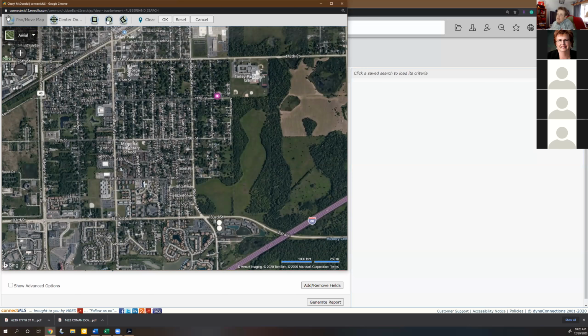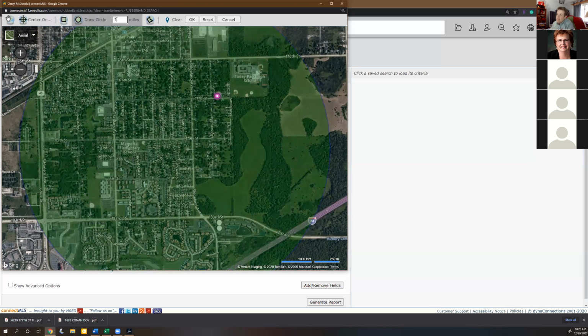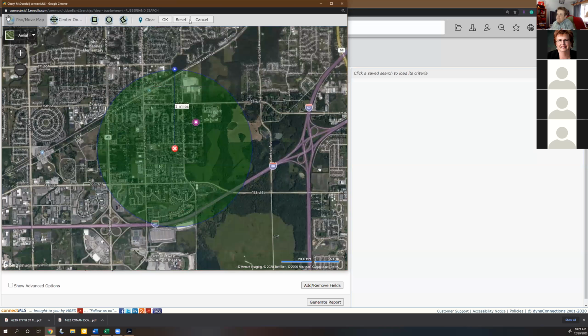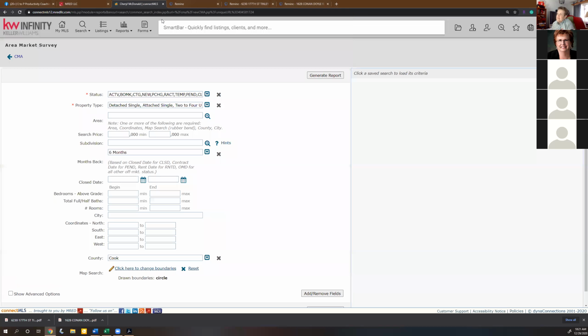Again, I'm going to pick the circle. I'm going to go out 1 mile. That's a lot of area. Did you ever really think about how much a mile really was? So I'm going to click OK. Now the question becomes, I'm crossing an expressway, but it doesn't look like there are any homes in there. So I'm going to leave that and click OK, and I'm going to generate that report.